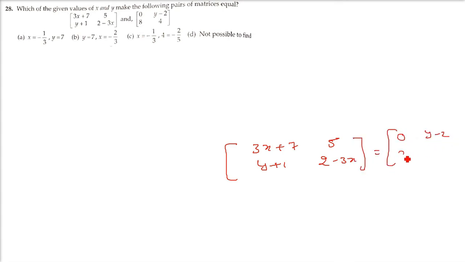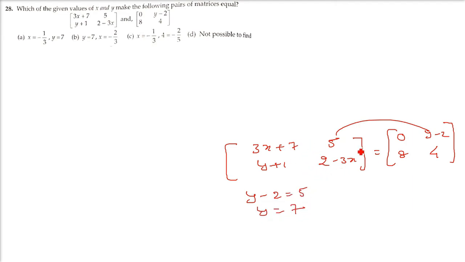Which of the given values of x and y makes the following pair of matrices equal? So we just have to equate these two matrices, and then you'll see what the option is. 3x plus 7, 5, y plus 1, 2 minus 3x, and we are equating it to 0, y minus 2, 8 and 4. So you see here, y is equal to y minus 2. So from here it is clear y is equal to 7.